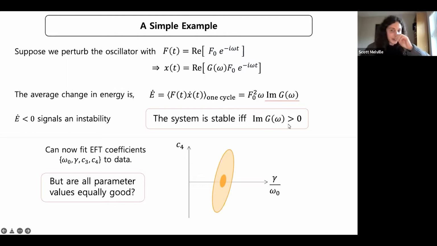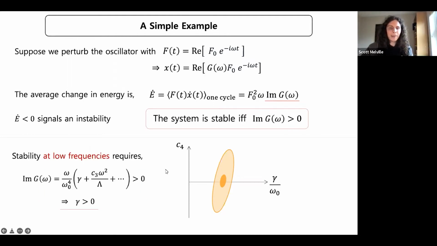So we have this constraint: for the system to be stable, this imaginary part has to be positive. And so the simplest thing you can do with this constraint is use this Taylor series expansion that I wrote down on the previous slide. At low frequencies, this G has to just be some Taylor series expansion in powers of omega, and the imaginary part of that Taylor series has to be positive. So at low frequencies, all the interactions you can ignore, and that's basically telling you that the friction, the coefficient of friction in the spring, has to be positive.